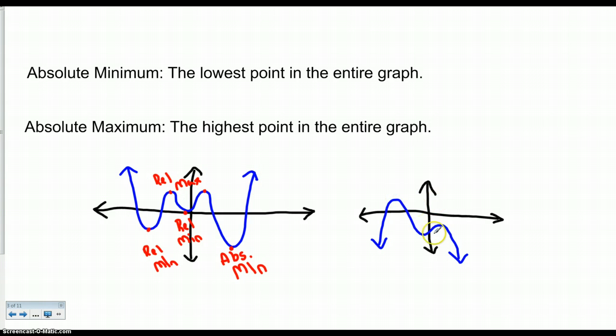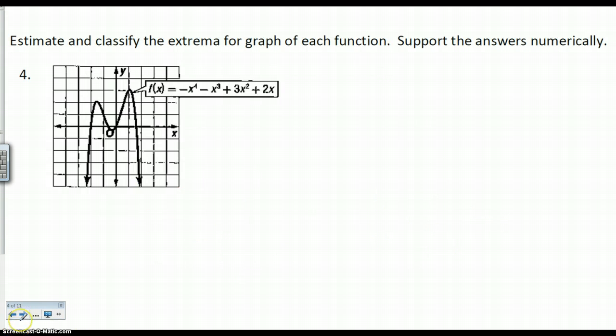Now when I look at this graph, there's only one minimum, but it's a relative min because there are lots of other y values that are smaller than it, because it's going down. And there are two maxes. This is a relative max. But I would say this is an absolute max because this is the absolute highest point. So let's look at an example. I want to be able to classify and estimate the extrema for each graph.